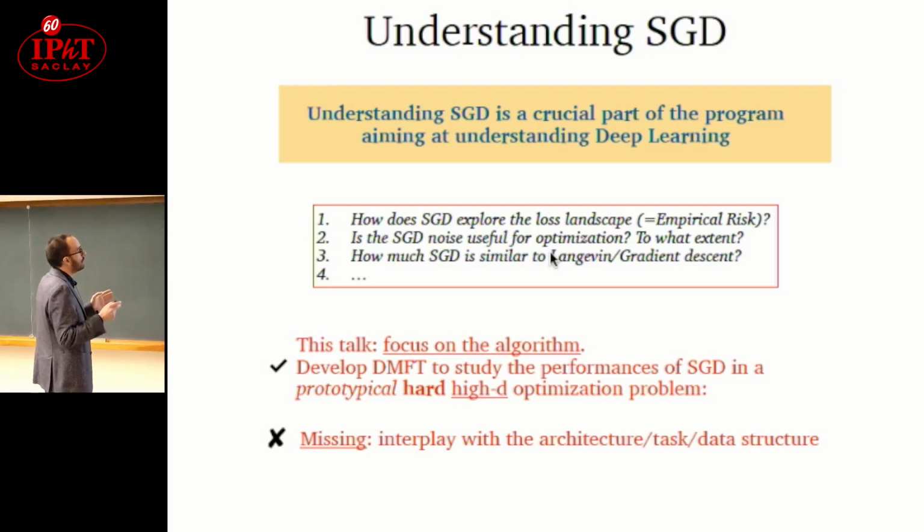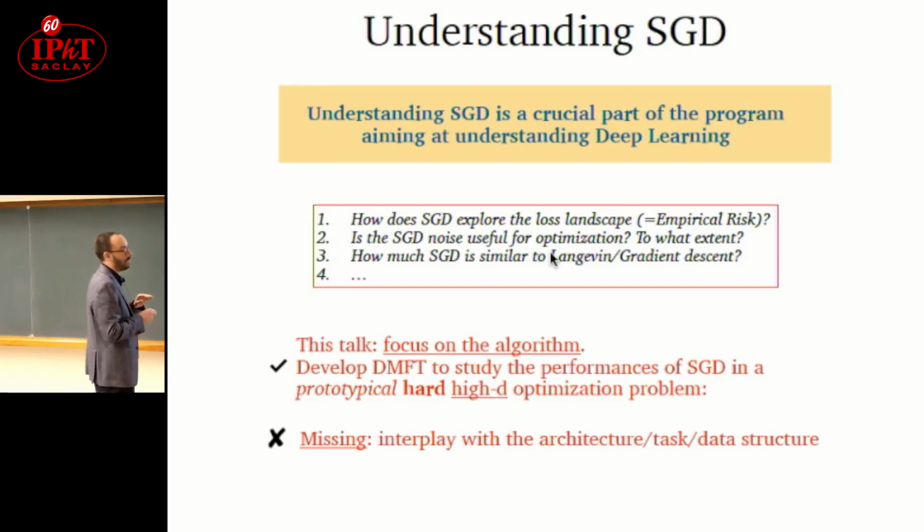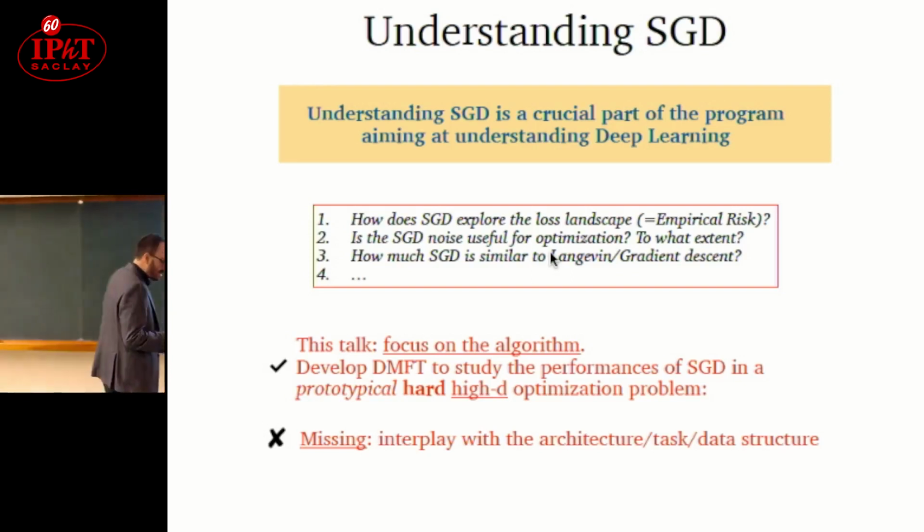And what I'd like to do in this talk is to really focus on the algorithm. I would like to develop some dynamical mean field theory to study the performances of SGD in a prototypical hard high-dimensional optimization problem. So what will be missing is what actually is very interesting, for example, real architectures, real data structures, and things like that. I'd really like to focus on the algorithm. Okay, so how do I do this?